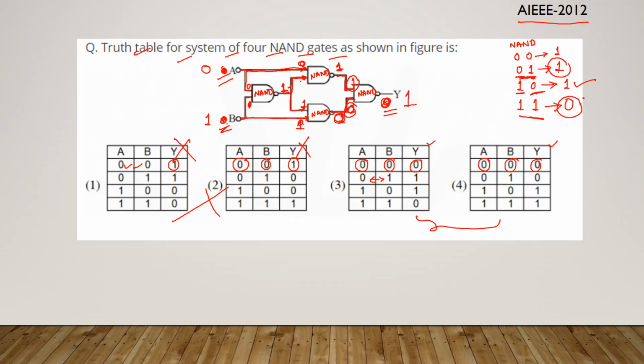Now let us see this option. Whenever input is 0 and 1, output is what? It is 1. Now let us check this option. Input is 0, other input is 1, but here output is 0. So this is wrong answer. So the correct option is option 3.